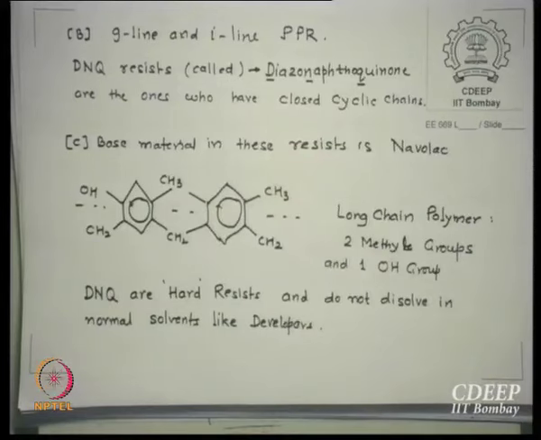So this cyclic chain is unbroken without light. So they remain bonded and unetchable in most solvents, including the developers. So these are hard resists because they are unetchable in most cases. You can always remove them by stripping, but otherwise they are normal agents. They do not get attacked.